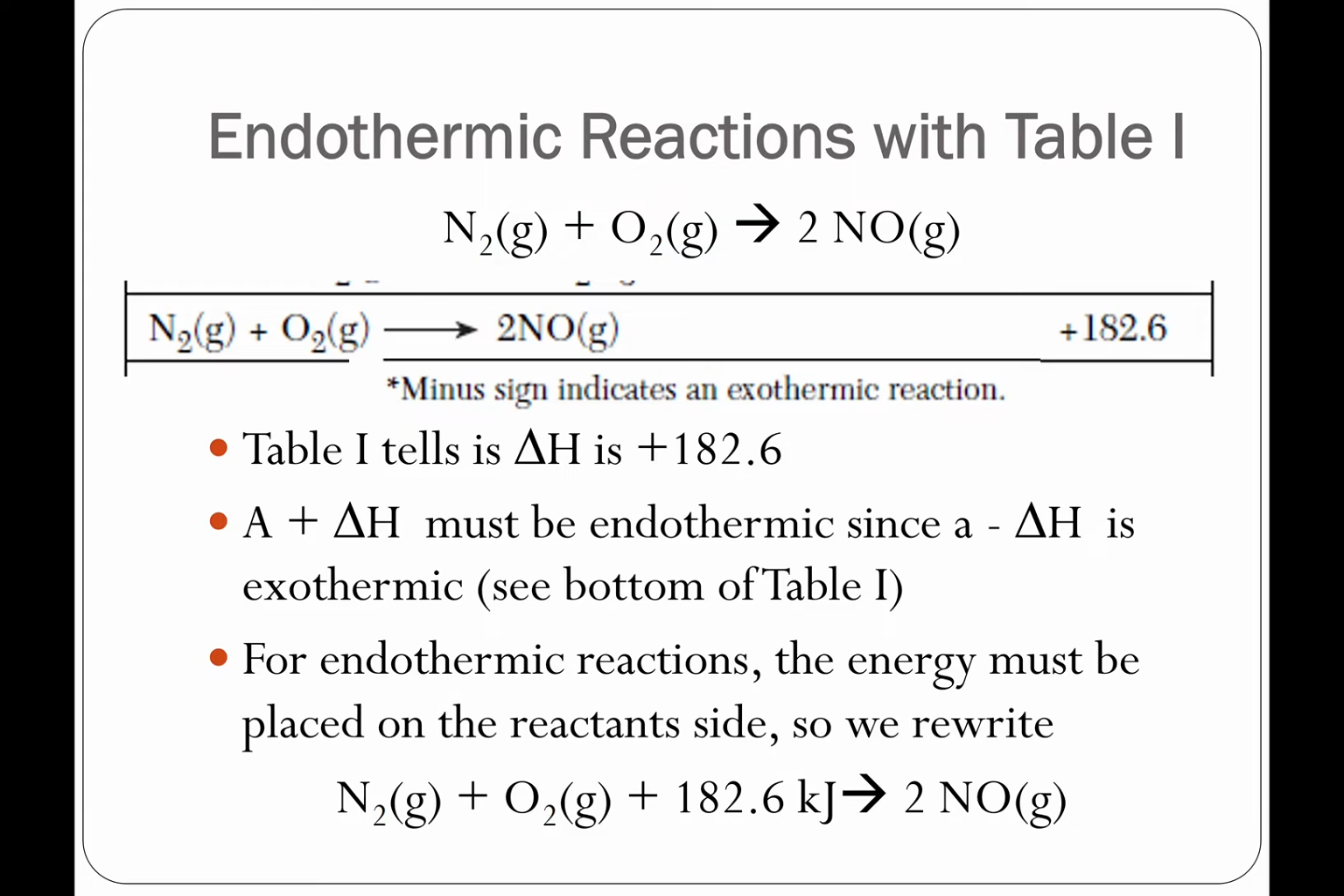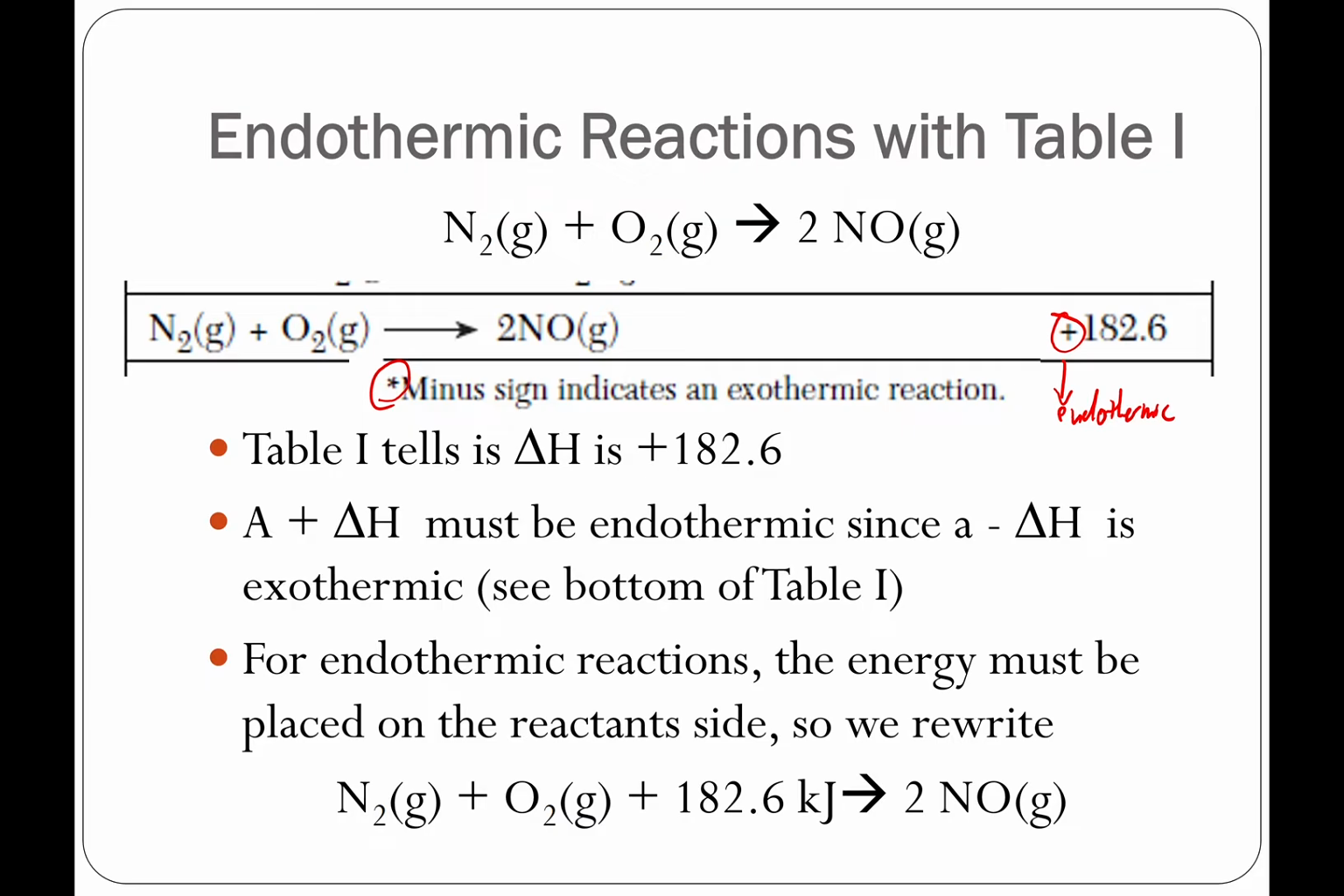Now looking at endothermic reactions, this is using Table I in your reference tables. Again, looking at a synthesis reaction between nitrogen and oxygen to yield nitrogen monoxide. Now this reaction here gives us, and if you look in the bottom of your table, it says a minus sign. Remember, a minus sign indicates an exothermic reaction. So a positive sign here would indicate an endothermic reaction. And this reaction, the amount of heat here that's absorbed, 182.6 kilojoules, is how much is being absorbed by the reaction as it's written. So we're going to have to pay attention to mole ratios here.